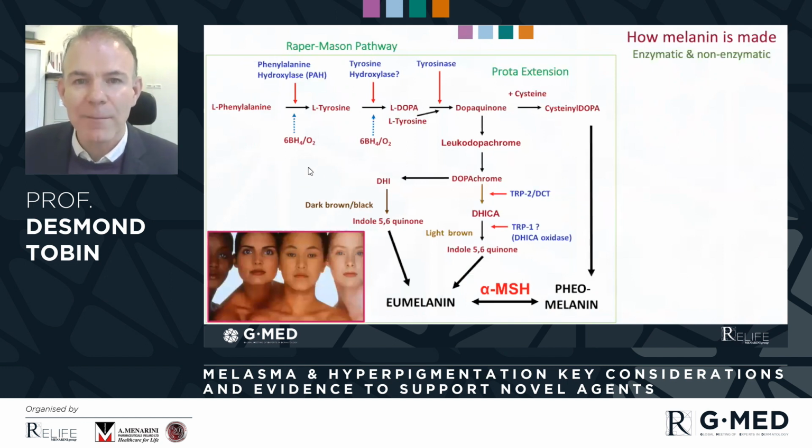So this is the biochemical pathway underlying pigmentation. The first part of this is the so-called Raper-Mason pathway, and then Giuseppe Prota had an extension to this pathway some years ago that allows us to understand the difference between the brown-black melanins called eumelanins and the red-yellow melanins called pheomelanins. And you can see in this photograph here, the range of brown-black to reddish melanins we see in the human family.